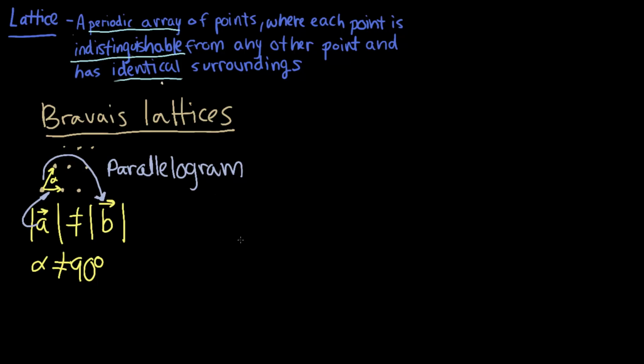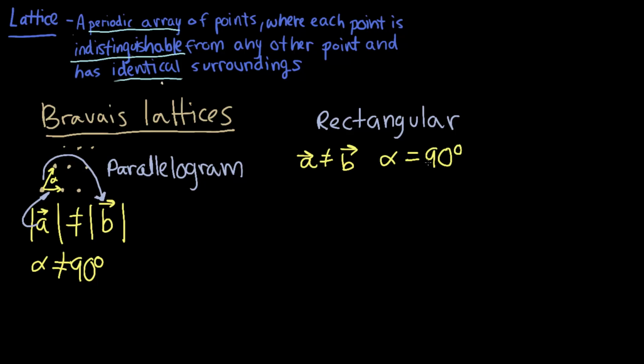I can also define a rectangular Bravais lattice. In this case, A is not equal to B, and alpha is equal to 90 degrees. So I'll draw B, and I'll draw A, and this defines a rectangular lattice.